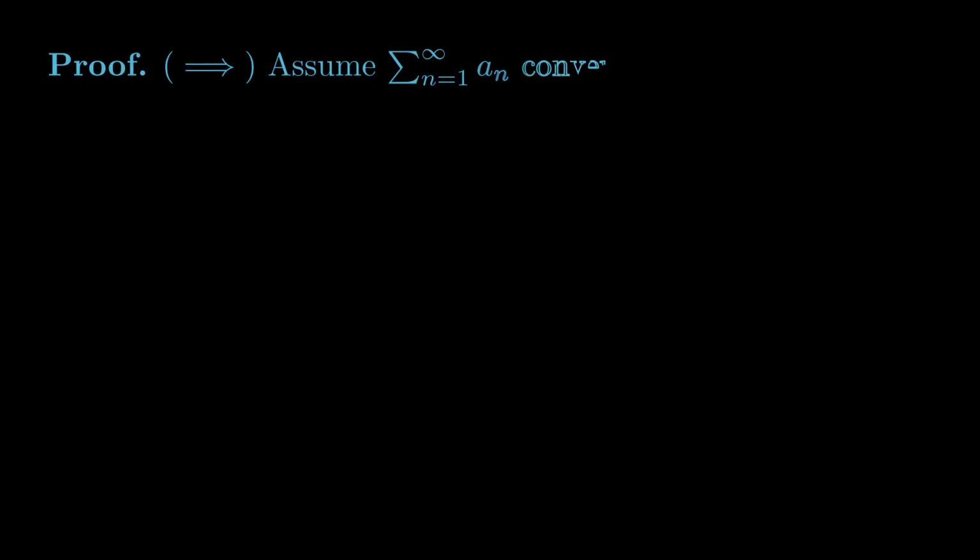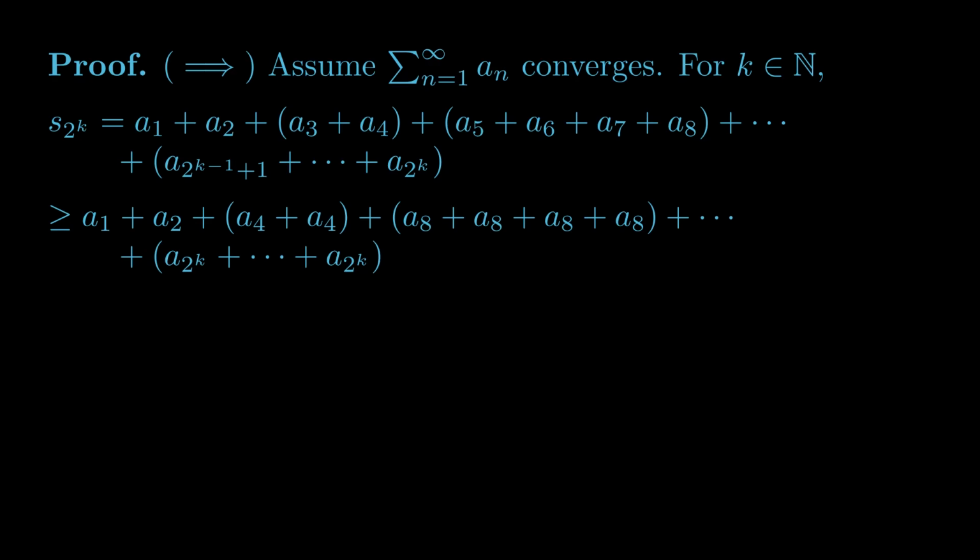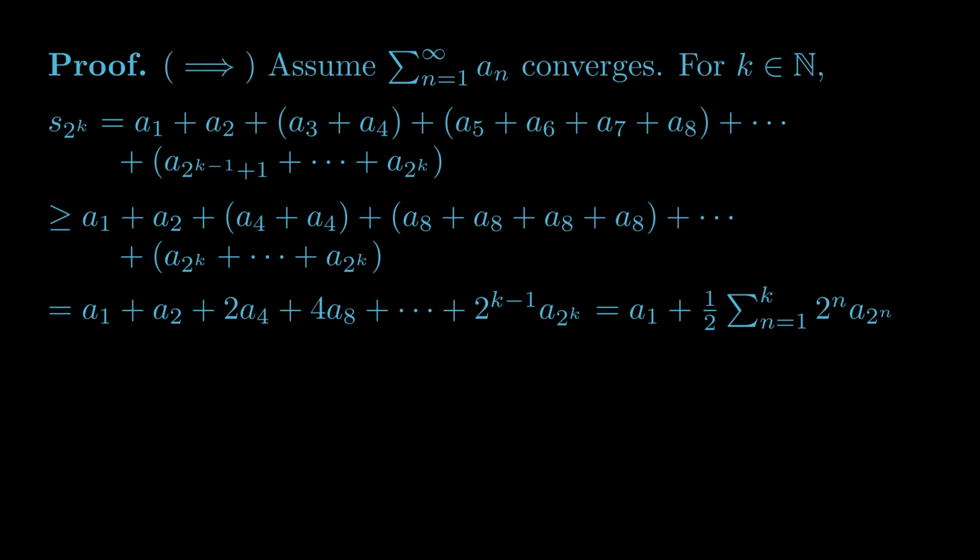Let's start by assuming that the series of the a n terms converges. By the same logic we used with the harmonic series, the 2 to the kth partial sum, s sub 2 to the k, the sum of the first 2 to the k a sub n's, is greater than or equal to the sum that results from increasing each index to the nearest power of 2. Because since the terms are decreasing, increasing the index decreases the value of the partial sum. We can group the terms on that right-hand side as a1 plus a2 plus 2a4 plus 4a8, etc., and we can write that that's equal to a1 plus 1/2 of the sum n equals 1 to k of 2 to the n, a sub 2 to the n.